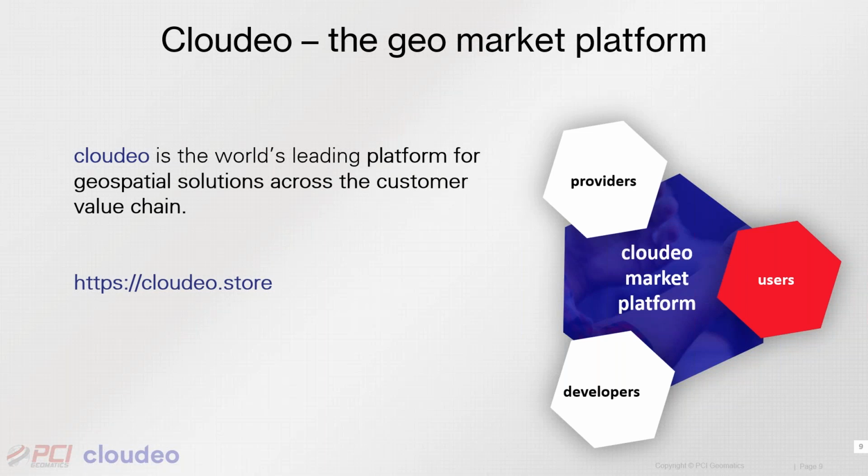Cloudeo is the world's leading platform for geospatial solutions across the customer value chain. And we do this with our unique vendor-independent, data-agnostic geo-market platform. Customers can obtain professional geo-information services from leading national and international providers at low cost. We host a large selection of ready-to-use custom solutions for industries from agriculture to urban planning, as well as remote sensing imagery, elevation data, thematic maps, software, analytics, and all with a secure and scalable IT.